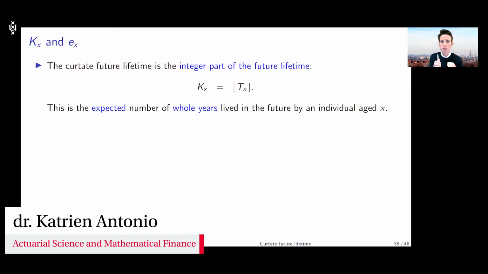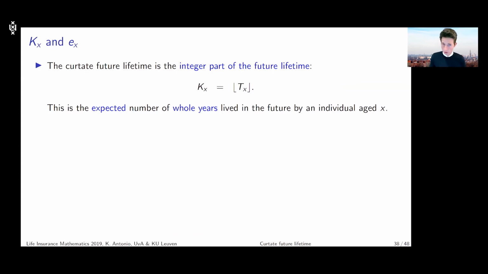We're going to look at the integer part of the future lifetime random variable. So we're going to introduce a new random variable denoted with Kx, and Kx is the so-called floor function applied to Tx. So Tx is a continuous random variable, so it can take positive outcomes in continuous time. And with Kx, we're going to look at the integer part of my future lifetime. So Kx is a discrete random variable.